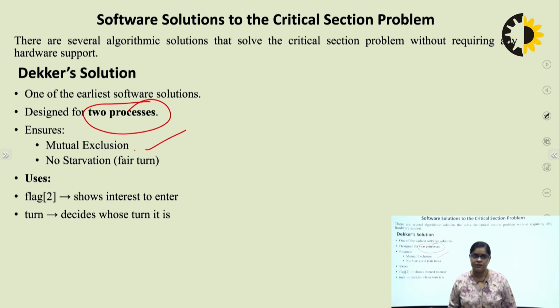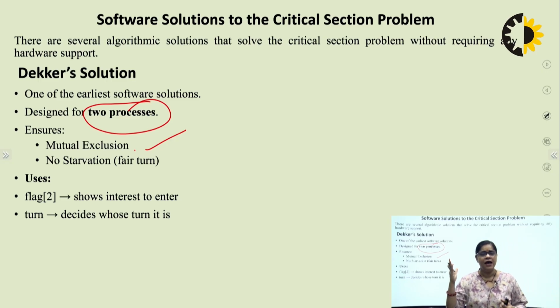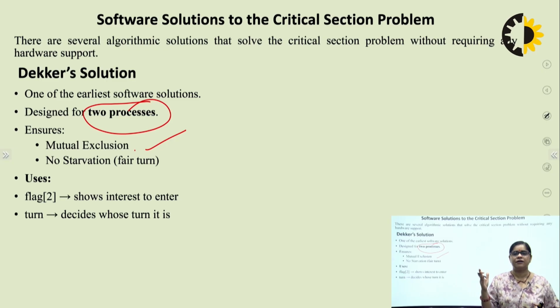In the Dekker solution, we normally use the flag. We are discussing two processes, so we are taking two flags. Flag means that it shows the intent to enter the code. Flag means it is raising. The process is raising its hand and saying, okay, I want to enter. You are just showing your interest that you want to enter that program, right?